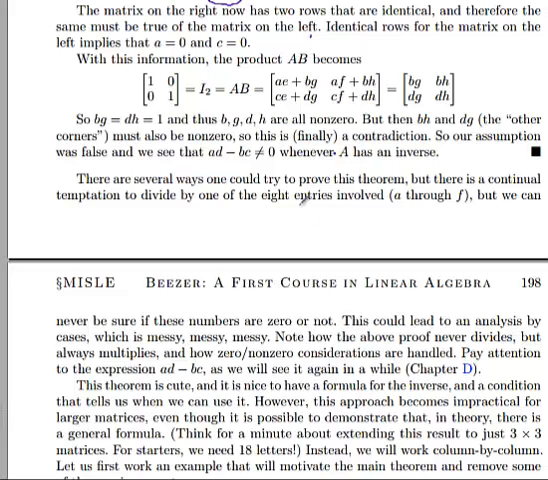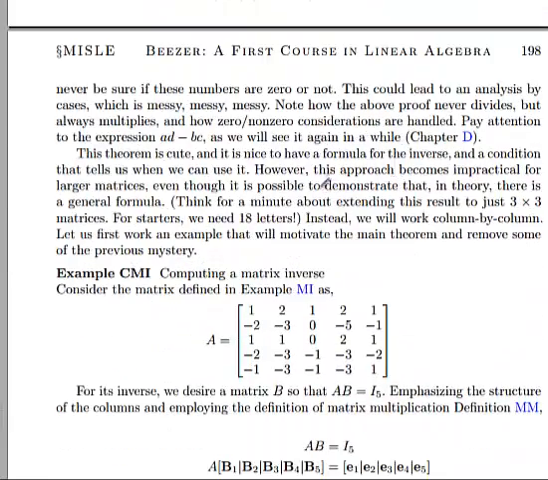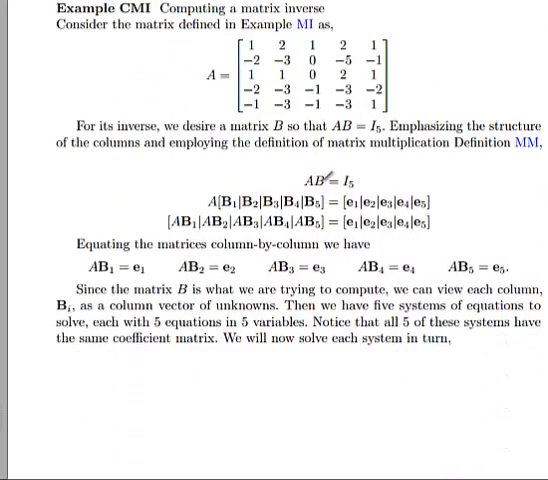So I went over that quickly because it's not really essential for what we're doing, but it is a good way to see how things work for 2 by 2 matrices. Okay, so let's get down to a serious example, finding the inverse of a big matrix, a 5 by 5 matrix. So how are we going to do this? We want to find a matrix B such that A times B is the identity matrix.